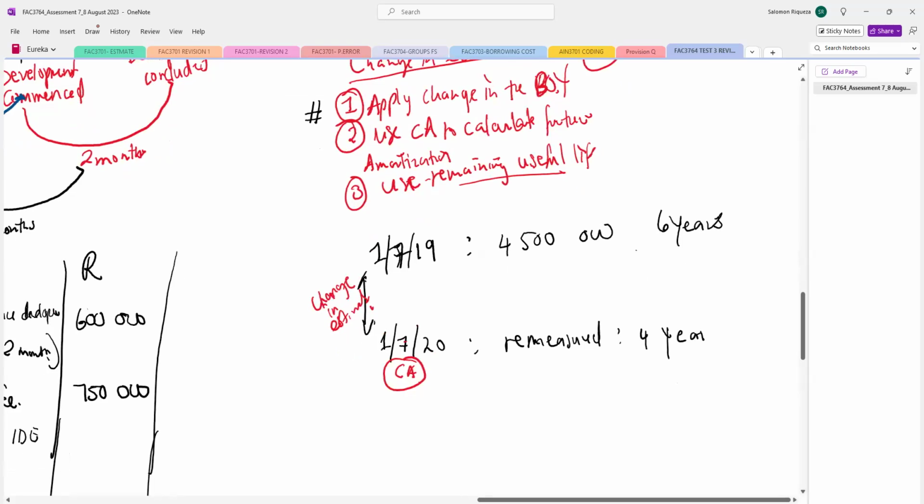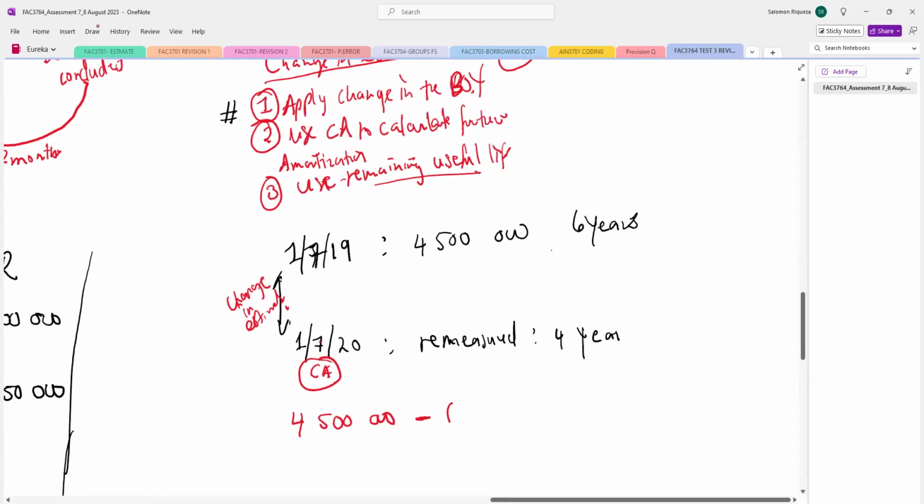All right, so to get this carrying amount here, I simply need to take my cost, 4.5 million, minus the amortization for 1 year, 4.5 over 6. So this is my amortization for 1 year, minus this, I'll get the carrying amount. Right, please help me with the calculation.